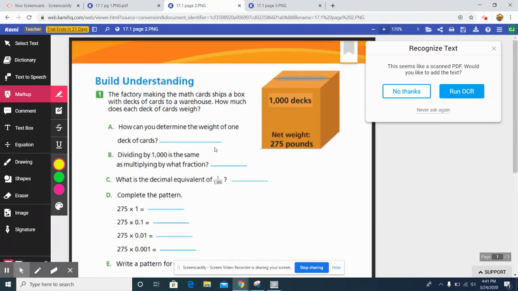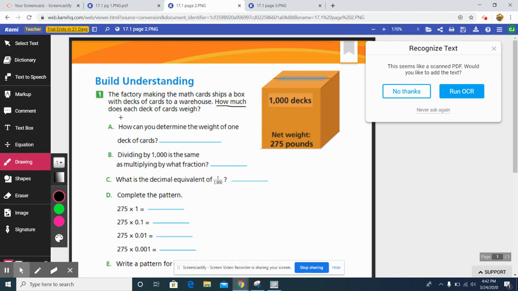All right, turning the page. The factory making the math cards ships a box with decks of cards to a warehouse. How much does the deck of cards weigh? Well, we need to find out what. Good. Where's our information? Sorry about that. Our information is right here. The box weighs 275 pounds and there's 1,000 decks of cards in there. Okay, so it says we want to figure out what does one or each card weigh?